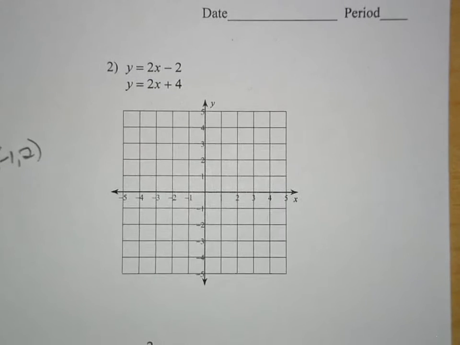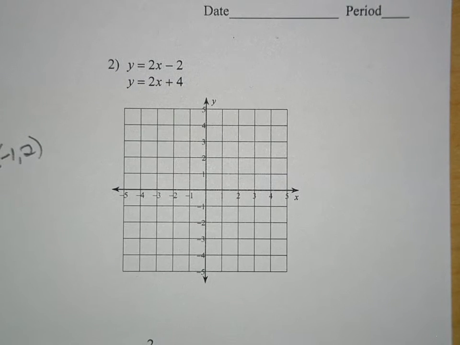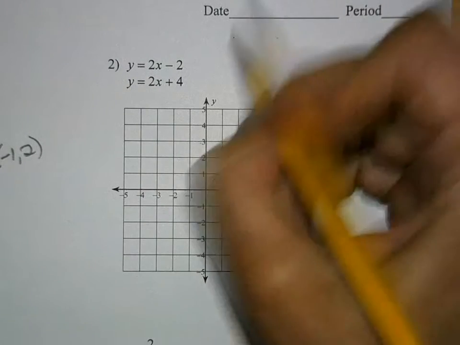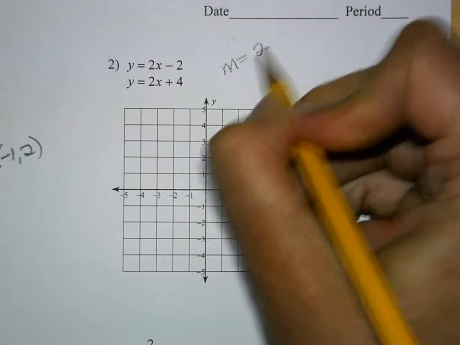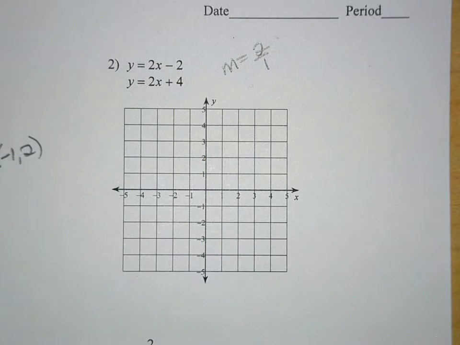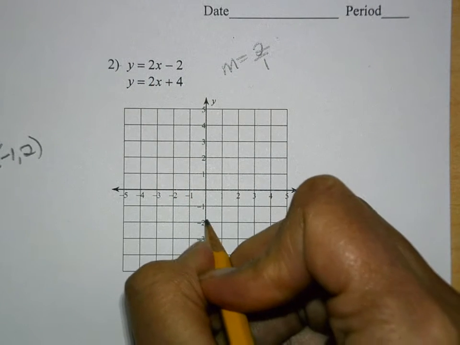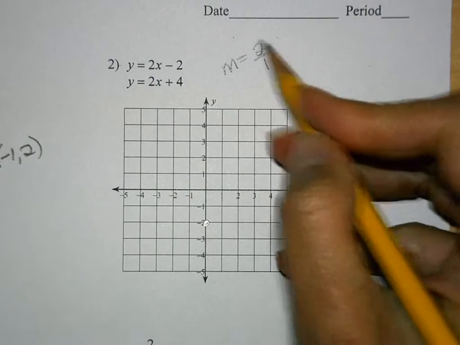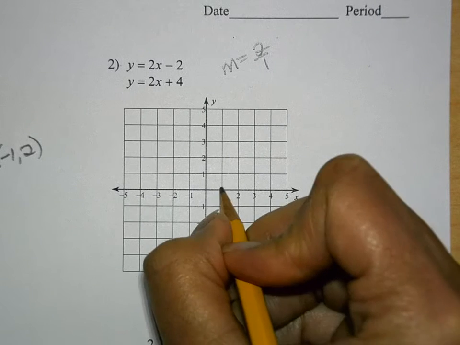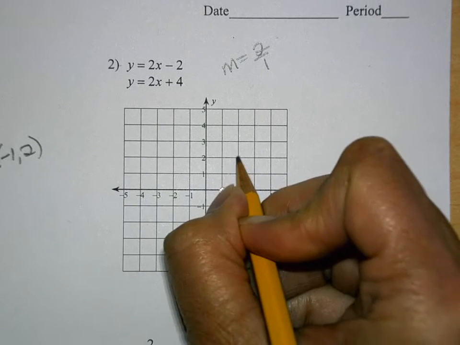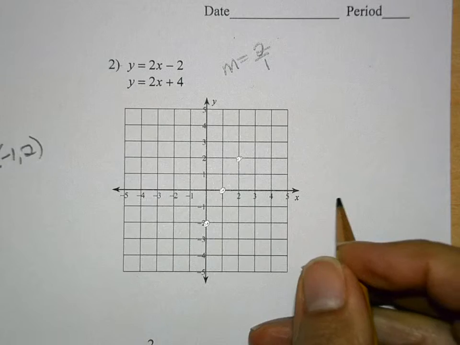We're going to graph this system. Both of my slopes for these are 2 over 1. And then I have 2 different intercepts. So I'm going to start with the top one. y equals 2 times x minus 2. I plot my -2. I use my slope as a rise over a run, up 2 over 1. Again, draw my line.